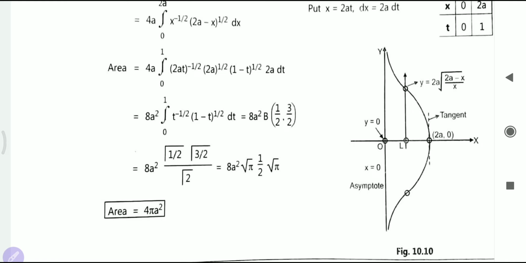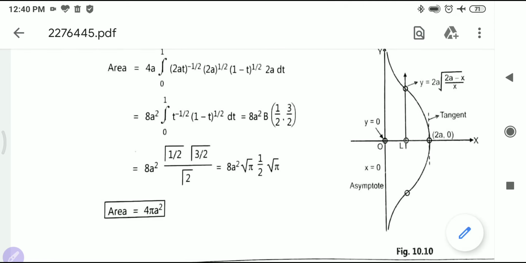So when you simplify it, you are going to get the answer as 4 pi a square. So this is the area between the asymptote and the curve. I hope you are getting the idea. So the thing is very simple. You are supposed to remember the formula.